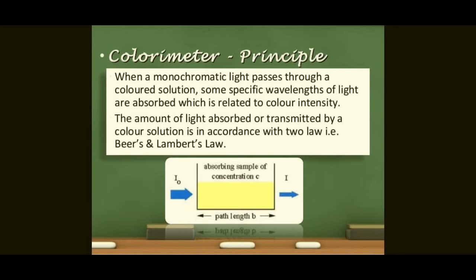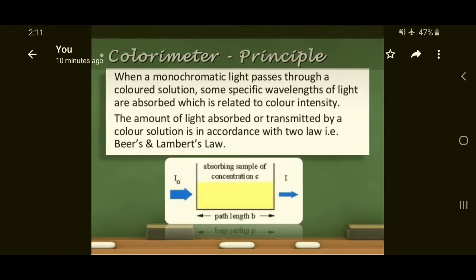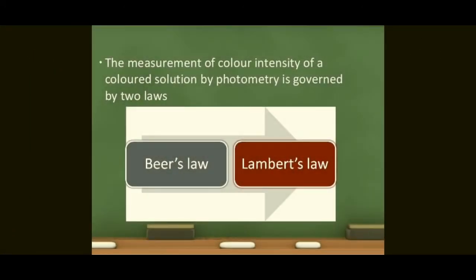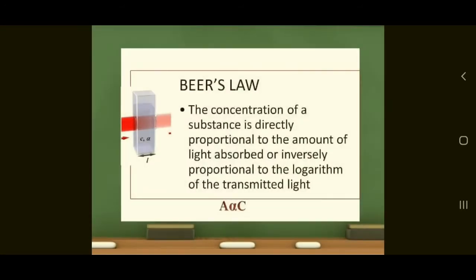So I note the light passes through the colorimeter and the absorbing sample, with concentration C converted to I, and the solution's path length of V. So the measurement of the color intensity of a colored solution by photometry is governed by two laws, Beer's law and Lambert's law. Students, now we verify Beer's law.